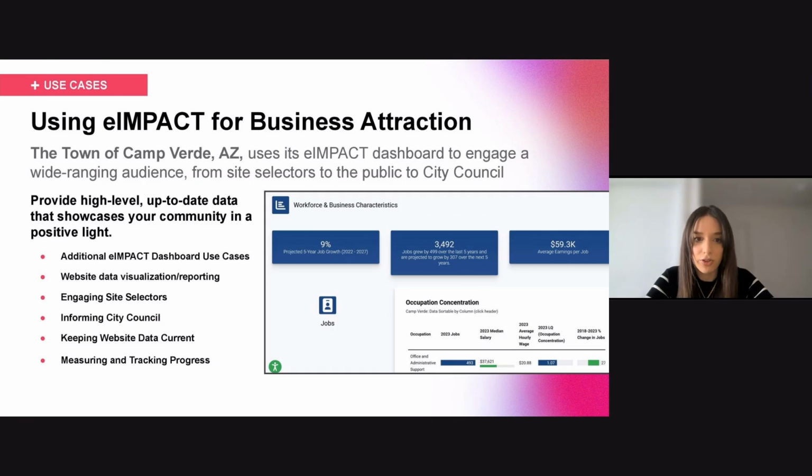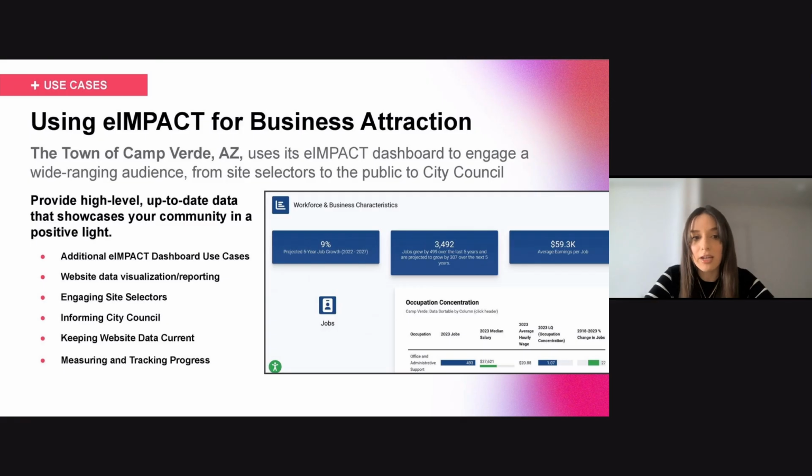Now looking at our third tool, eIMPACT. So I'm using a client example here, the town of Camp Verde in Arizona. They use eIMPACT to engage a wide-ranging audience. They like to display it for site selectors, to the public, to city council. They've told us they think it's really important to give them something to go off that's high level, contemporary, and shows the community in a positive light.